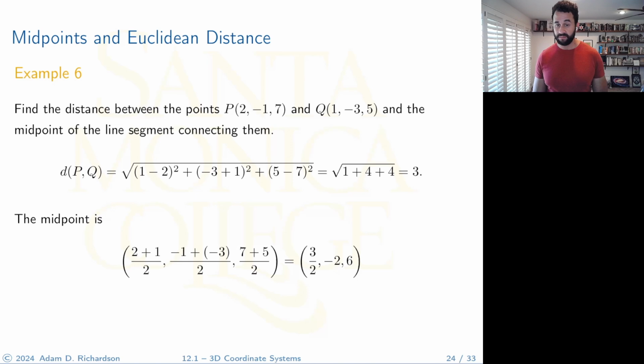What is the midpoint of the line segment connecting these 2 points in space? Take the average of the respective coordinates and you get the midpoint. So we're going to do (2 plus 1) divided by 2, and then (-1 plus -3) divided by 2, and then (7 plus 5) divided by 2, and this is the midpoint. One thing you can do if you're interested, go try it on Mathematica. Open up Mathematica, try to use those commands, and check your answer. Be sure that it's actually correct.